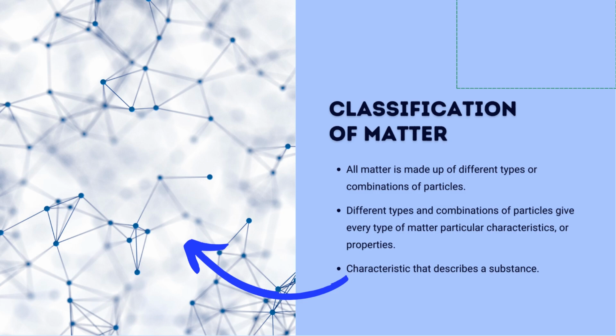Matter can be classified based on its properties and composition. At its most basic level, all matter is made up of particles. These particles can be atoms, molecules, or ions. The types and combinations of these particles give every type of matter its unique set of properties. Properties can be physical, such as color, texture, or density, or chemical, such as reactivity or flammability. A substance can be described by its characteristic properties, which are specific to that substance. By understanding the characteristic properties of matter, scientists can classify and identify different substances.